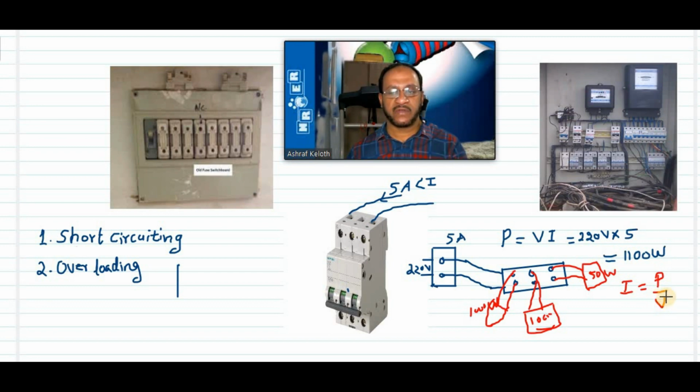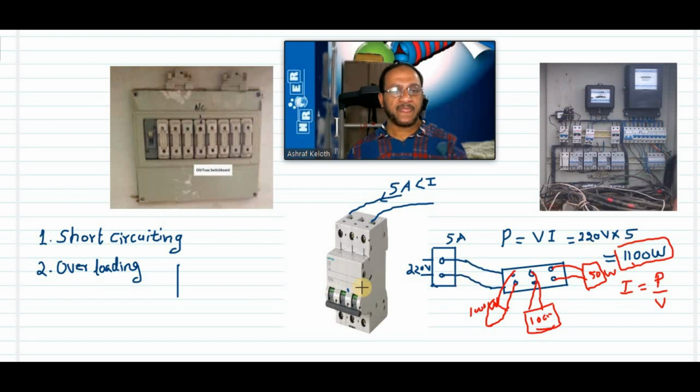Voltage is 220 always. If power goes above 1100 watts, then current will go above 5 ampere. Means if you are connecting too many devices in the same line, when the power exceeds the allowed power rating, this is a power rating of a 5 ampere line. In a 5 ampere line, you can use maximum 1100 watts only. If you connect more than 1100 watts, then current also will go above 5 ampere.